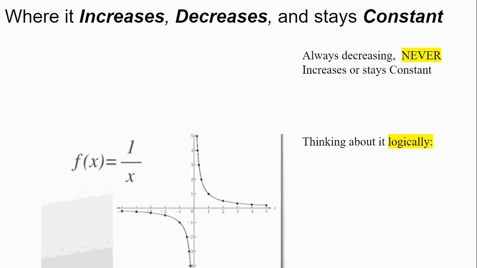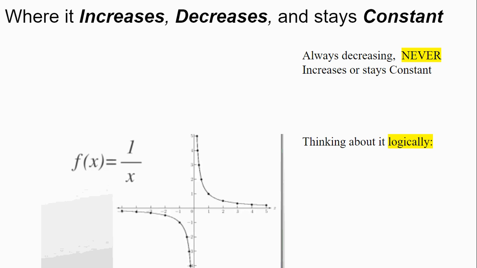Okay, where it increases, decreases, and stays constant. So it's always decreasing. It never increases or stays constant. You can see it from the top of the function. As numbers of x get larger, the function keeps getting infinitely closer to 0, and therefore is decreasing the whole time. It's not staying constant.